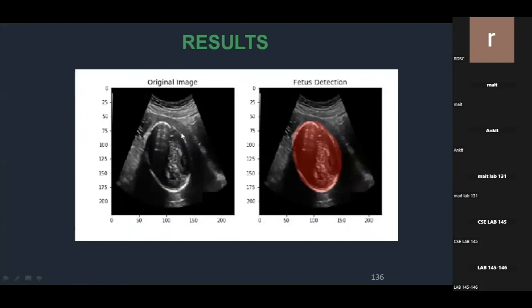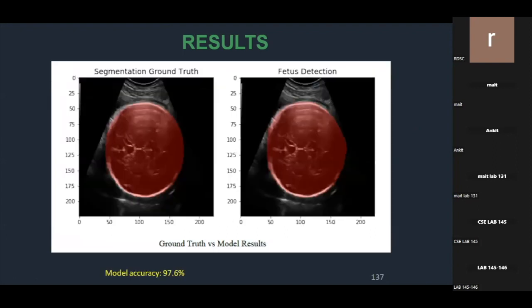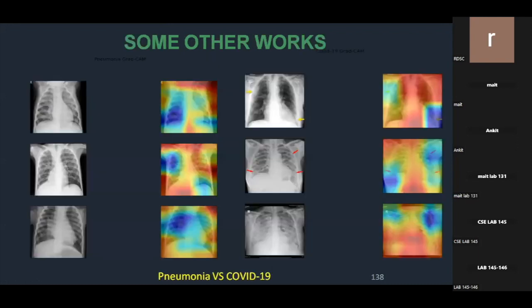If you check the original image, this is our fetus detection part. In pregnancy, in the first trimester and second trimester, we are able to identify the fetus exactly, and we can find the growth rate, up to which stage the fetus is growing. If you check the ground truth and what we get, comparing these two detections, we are getting almost 97.6% accurate results from our modeling point of view.